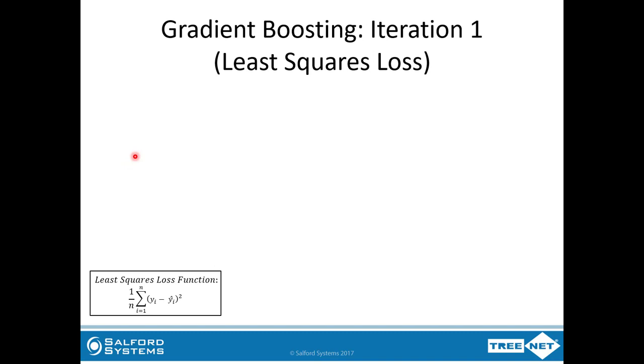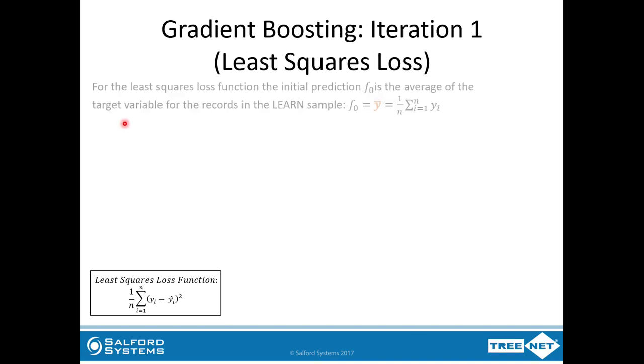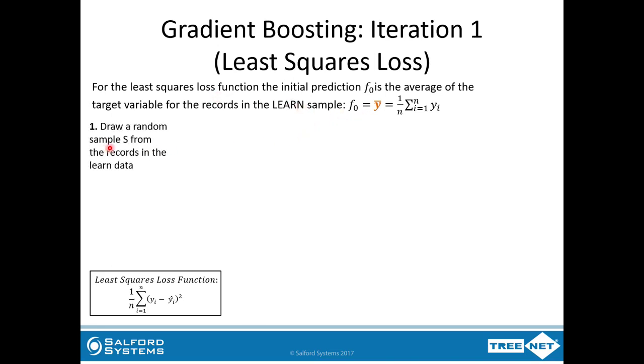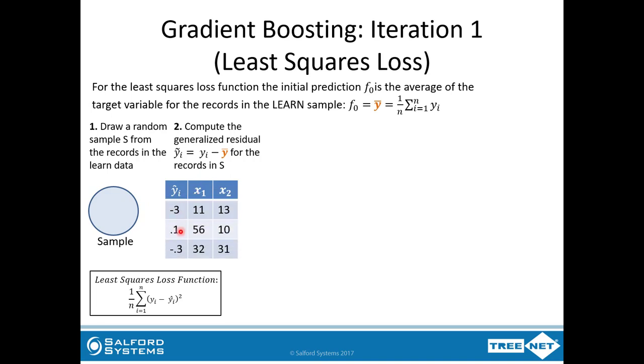Now we're going to go into a more in-depth example of the algorithm. As I mentioned, for the least squares loss, the initial prediction f0 is just the average of the target variable for the records in the learning sample, so f0 is just y bar. Now we draw a random sample from the records in the learning data, and compute the generalized residual, which is just yi minus y bar for the records in our sample. So you have this variable y tilde.